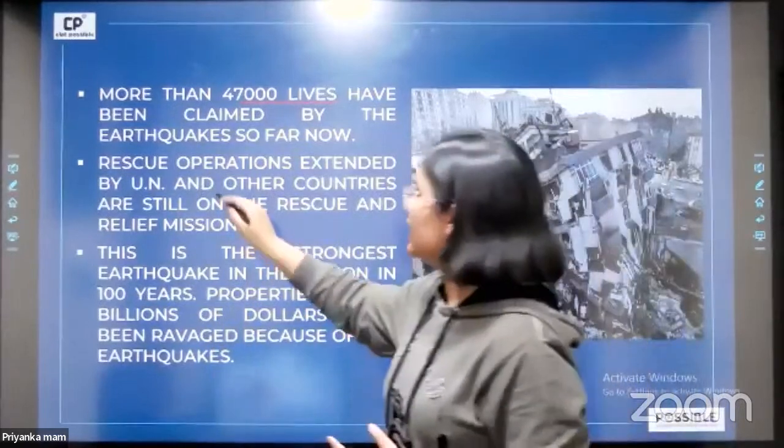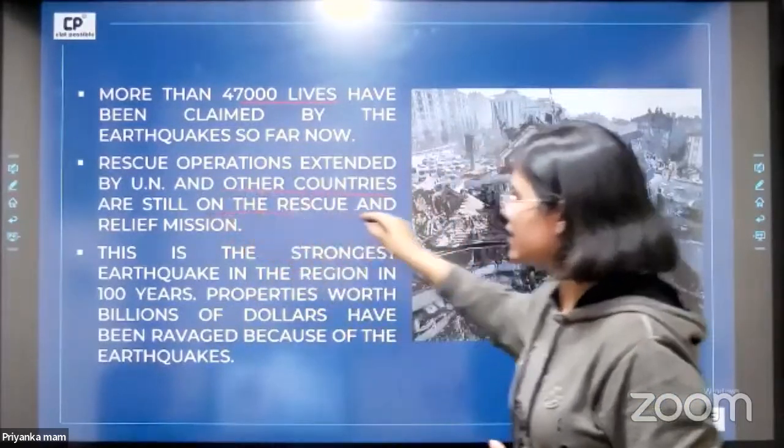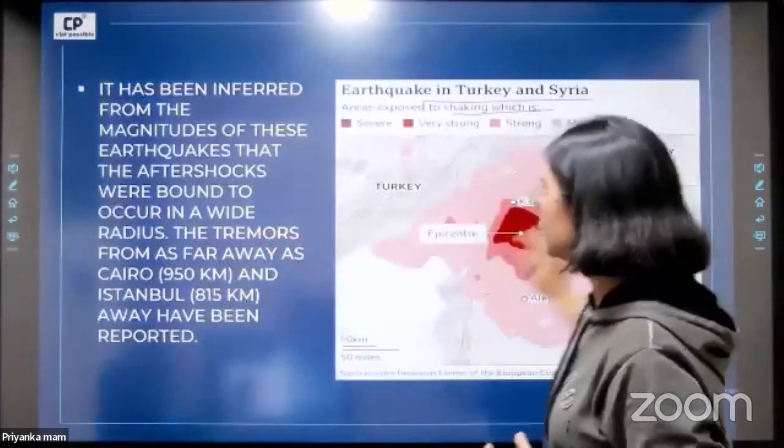Now, the UN and other countries are still on rescue and relief missions as of now.